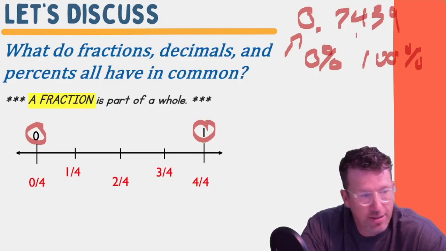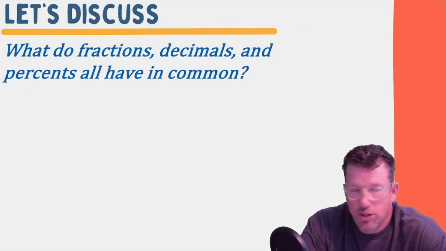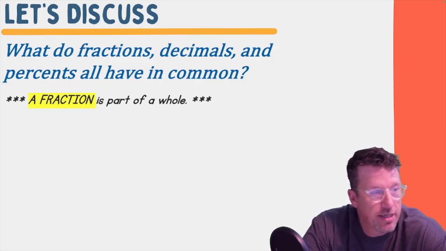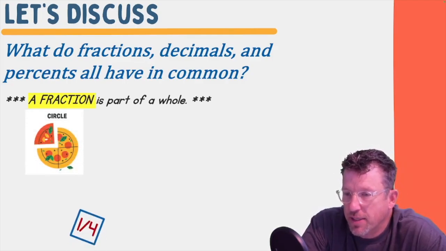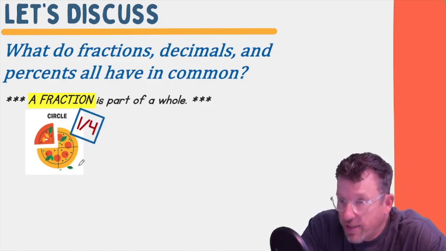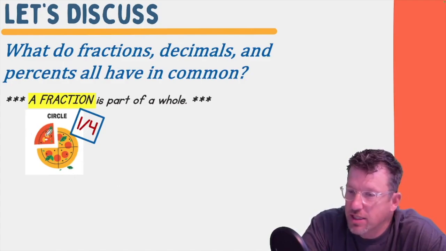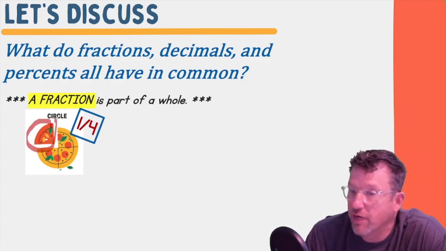So a fraction is what we're trying to get to, part of a whole. Okay, and so it's between 0 and 1. So what do fractions, decimals, and percents have in common? A fraction is part of a whole. So look at this circle. This is a piece of pizza. Okay, a fraction is part of a whole. So if that's a whole pizza, and we ate that one slice right there that you're looking at, it's part of a whole.